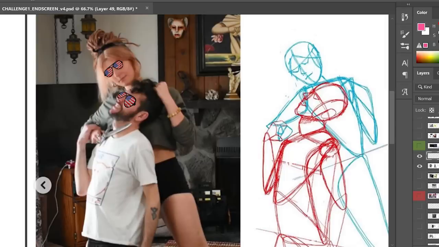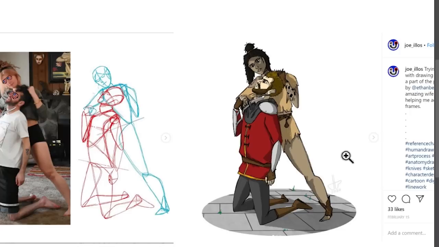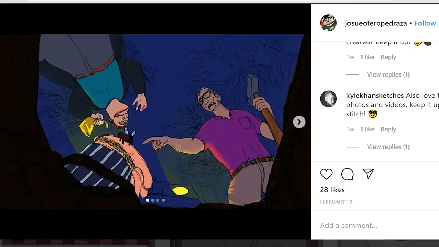This hand is doing something. This hand is doing something in response to this hand. That's what I'm looking for, that character interaction. All right, so this guy is pointing at this hand, and this hand is in the trunk of a car, and both of them are arguing about something.